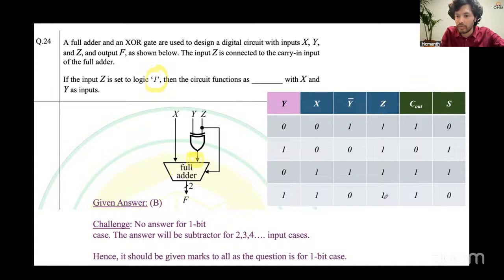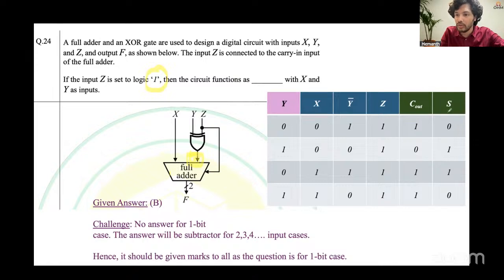Z is always 1. We have taken all the combinations of X as well as Y and the corresponding Y bar. Now, when you add all these three, 0 plus 1 plus 1 becomes 1, 0. 0 plus 0 plus 1 becomes 0, 1. 1 plus 1 plus 1 is decimal 3, binary 1, 1. And 1 plus 0 plus 1 is decimal 2, binary 1, 0.